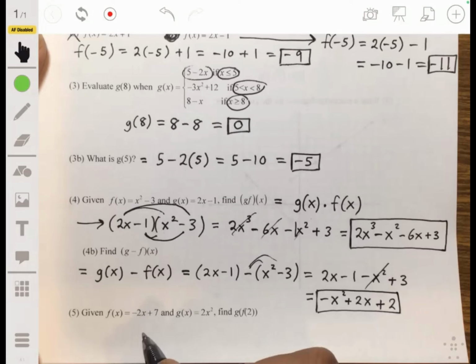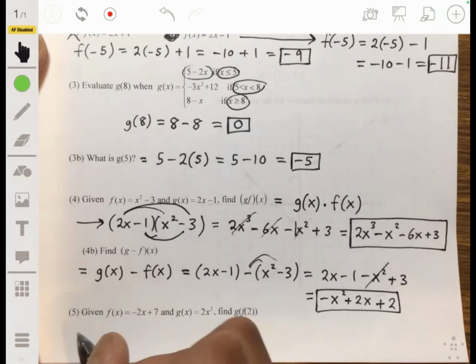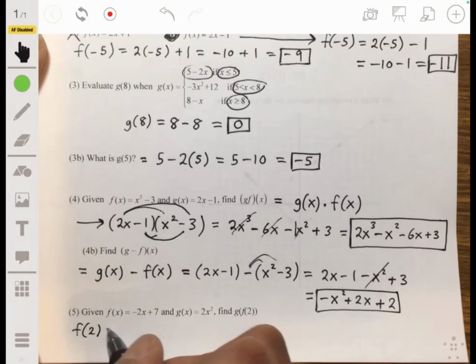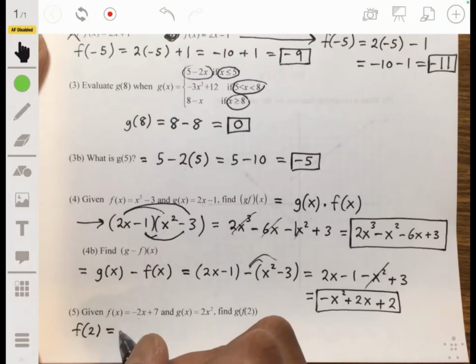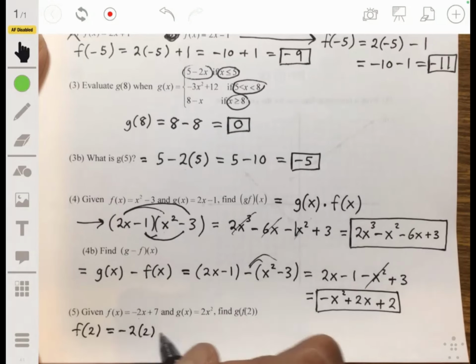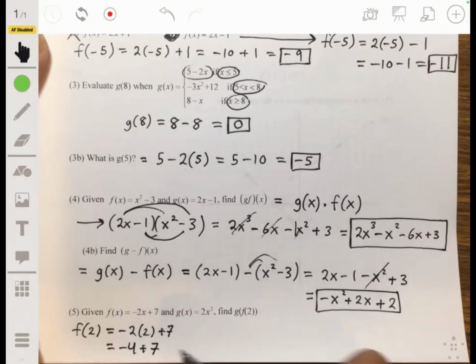All right, and then we have, given that f of x is negative 2x plus 7, and g of x is 2x squared, find g of f of 2. So the idea here is to find first f of 2, find the inside. And this is just plugging 2 into this equation, which will give us negative 2 times 2 plus 7, which is going to be negative 4 plus 7, which will be 3.